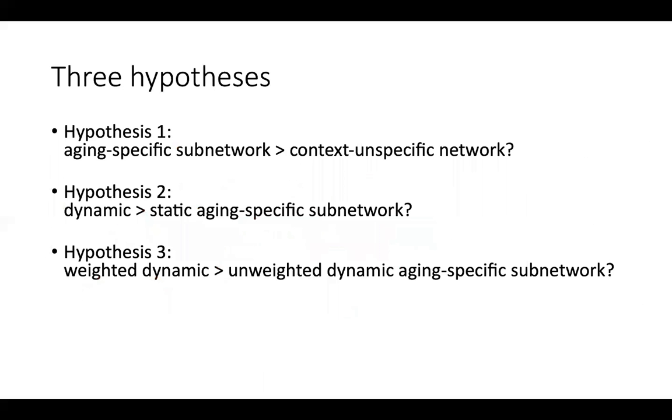Hence, we test three hypotheses. One, whether aging-specific subnetwork outperforms context-unspecific network. Second, whether dynamic information helps, i.e. dynamic subnetwork outperforms the static aging-specific subnetwork. And third, whether weights help, i.e. whether weighted dynamic aging-specific subnetwork outperforms the unweighted dynamic aging-specific subnetwork.